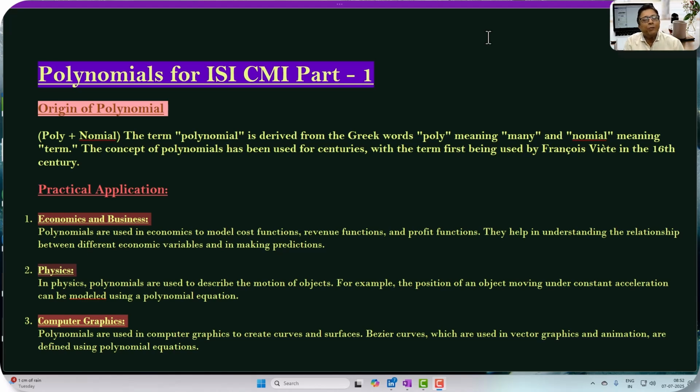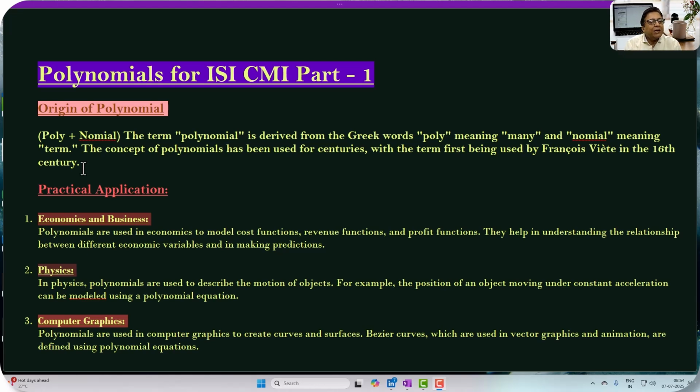The concept of polynomial has been used for centuries, with the term first being used by Francois Viete in the 16th century. He was a French mathematician, and in polynomials, studying Viete's theorem is essential. Obviously, we are going to do it in future.